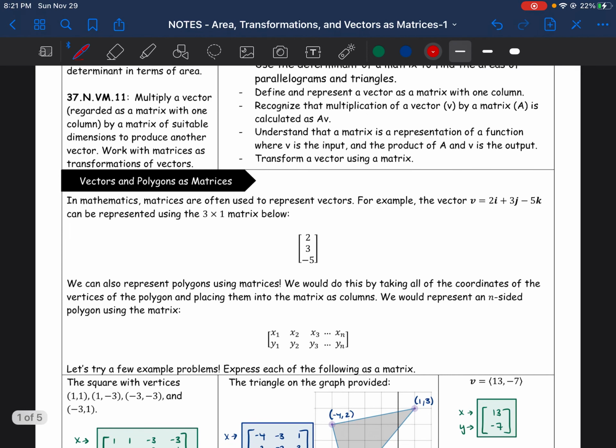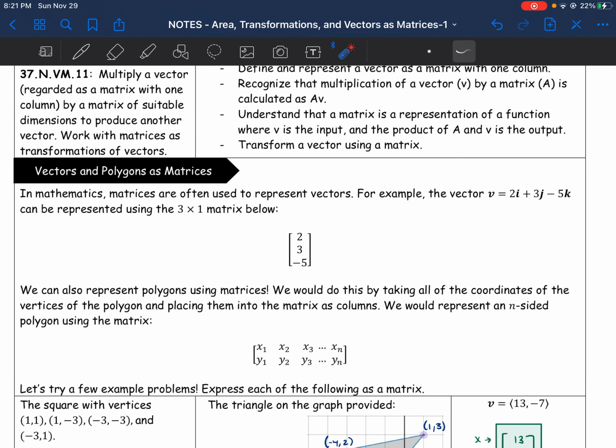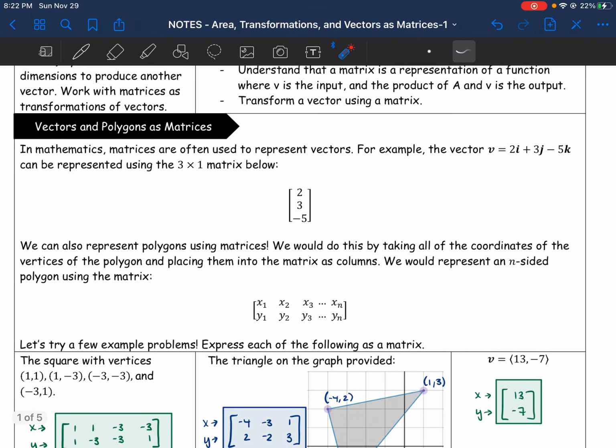So in mathematics, matrices are often used to represent vectors. For example, the vector v right here, which is 2i plus 3j minus 5k, can be represented using the 3x1 matrix below, 2, 3, negative 5. Notice that the 2i was represented right here as 2 in the first row, first column. 3j is being represented here in the second row, and minus 5k is being represented as a negative 5 here in the third row. We can also represent polygons using matrices.